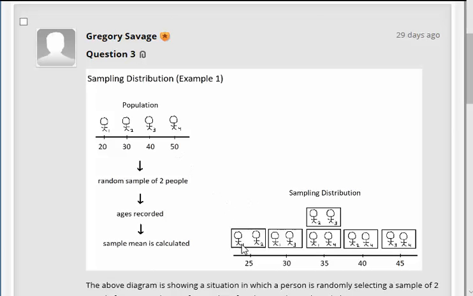This diagram, called the sampling distribution, is just showing the 6 possible outcomes of this situation. The person might get person 1 and person 2 with an average of 25. The person might get 1 and 3 with an average of 30. The person might get 1 and 4 with an average of 35. The person might get 2 and 3 with an average of 35. The person might get 2 and 4 with an average of 40. Or the person might get person 3 and person 4 with an average of 45. There's 6 possible outcomes in this situation.